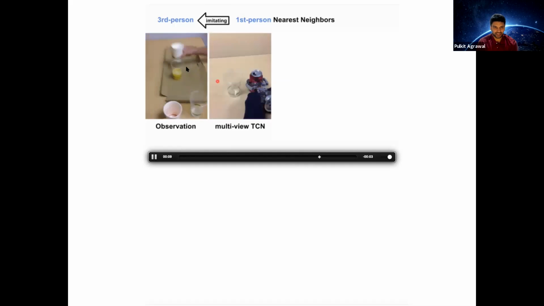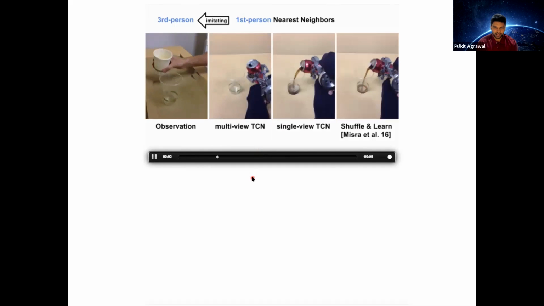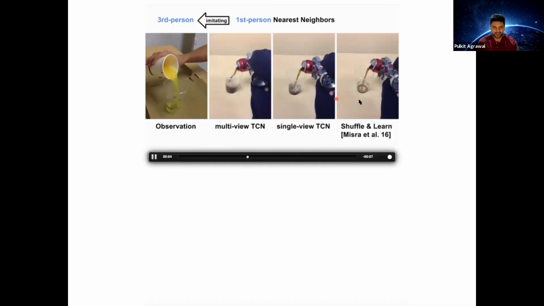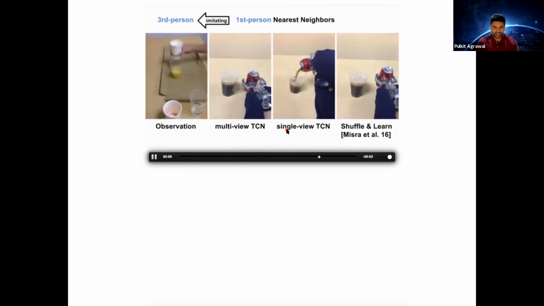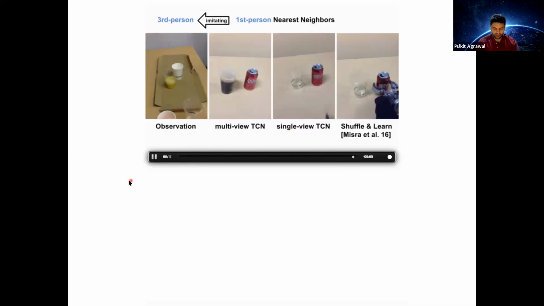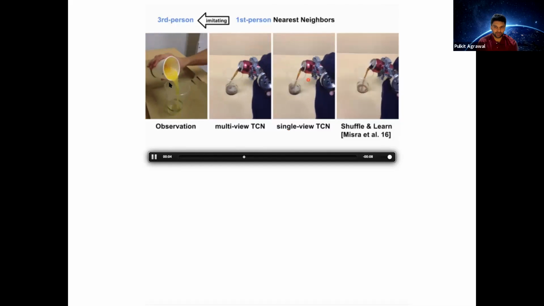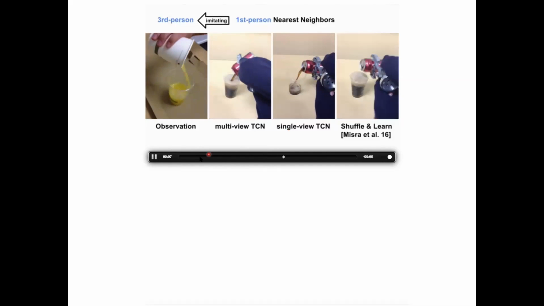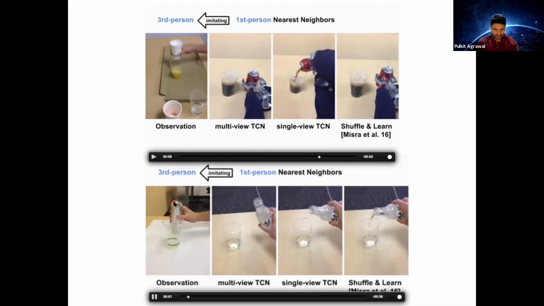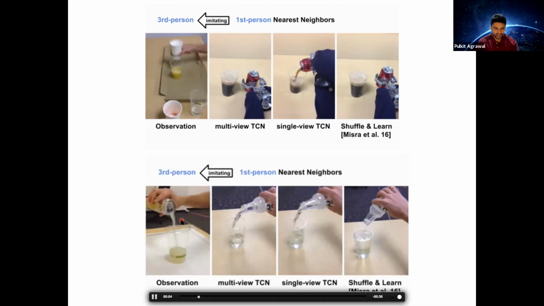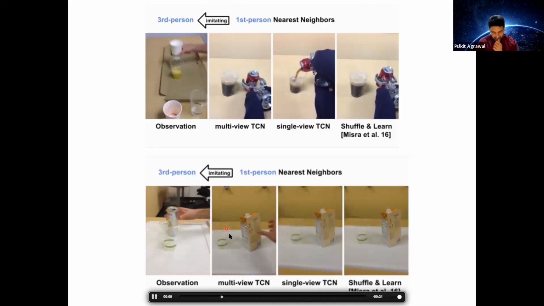So what this means is the system has learned something which is viewpoint invariant, and one could compare this to some baselines. What you'll find is that the baselines don't end up performing as well. For example, the single view TCN starts scoring even before the observation is done. Now here is one more example showing that we can get viewpoint invariance on this scoring task.